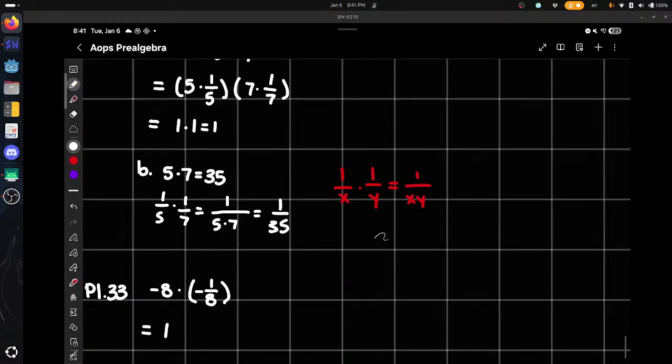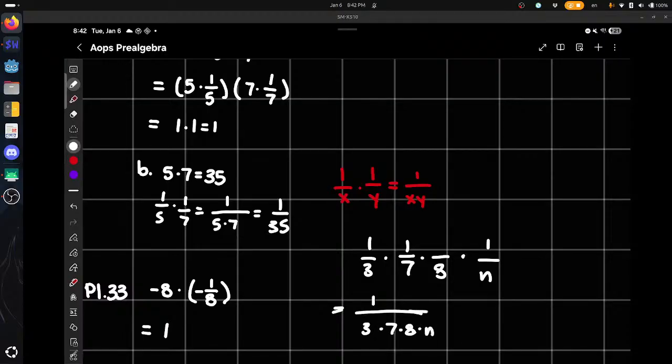Like I can tell you that, okay, well, 1, 3, 7, 8, all the way to n. This all combined gives us this. This is what this represents. But when we take the reciprocal of this, we get this. And if we combine that, if we were to multiply this to here, we get 1. I get that.